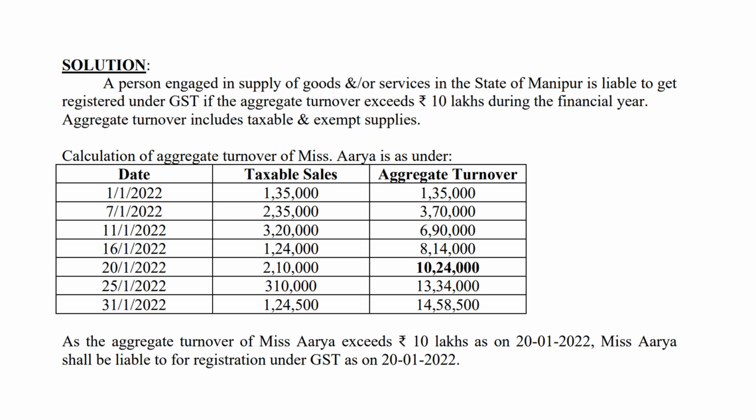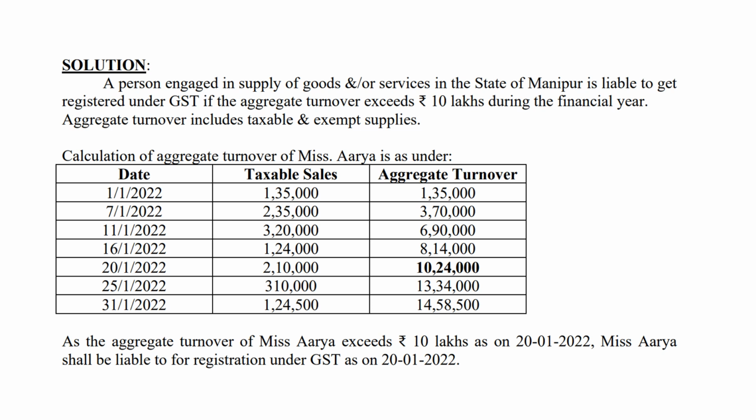So your total will be 40 lakhs 58,500. So when the limit is crossed by Miss Arya, see, in the month of 21/22 the taxable sales in this month is 2,10,000, and the aggregate turnover till 16/1/2022 is 8,14,000. So 8,14,000 plus 2,10,000, plus the previous date turnover, that is 8,14,000 for the date of 16/1/2022. When you add both, you will have your answer as 10,24,000.